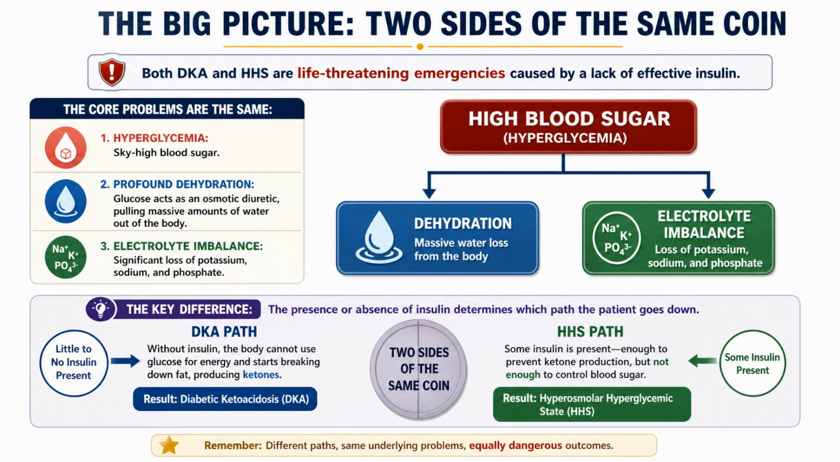At their core, DKA and HHS start from the same place, a lack of effective insulin that leads to sky-high blood sugar. This hyperglycemia causes the exact same initial problems for both conditions: profound dehydration as glucose pulls massive amounts of water out through the kidneys, and severe electrolyte imbalances. The key difference, and the most important concept we will cover today, is what happens next. It all hinges on whether the body has any insulin at all.